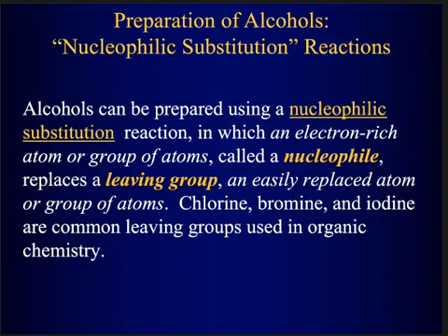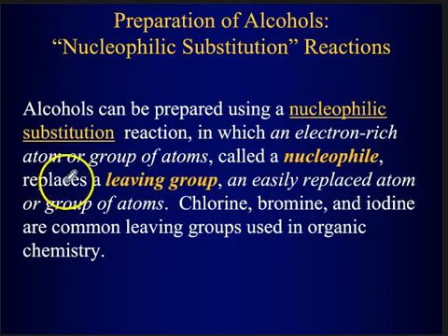So, nucleophilic substitution reactions. These are reactions when an electron-rich atom, an atom that has a lot of lone pairs, called a nucleophile. It's a nucleophile because it's electron-rich. It's very negative, so it likes positive things. So think of the positive nucleus: a nucleophile is attracted to positive things.